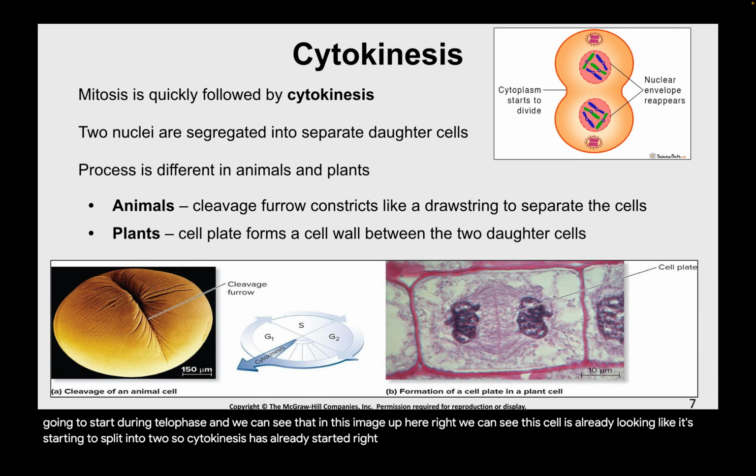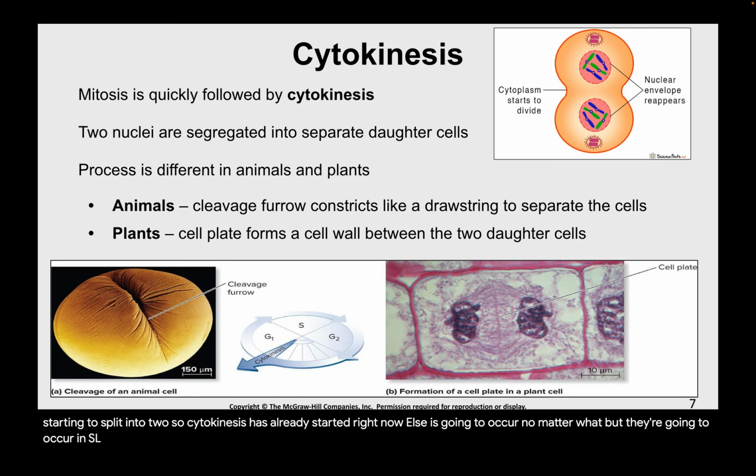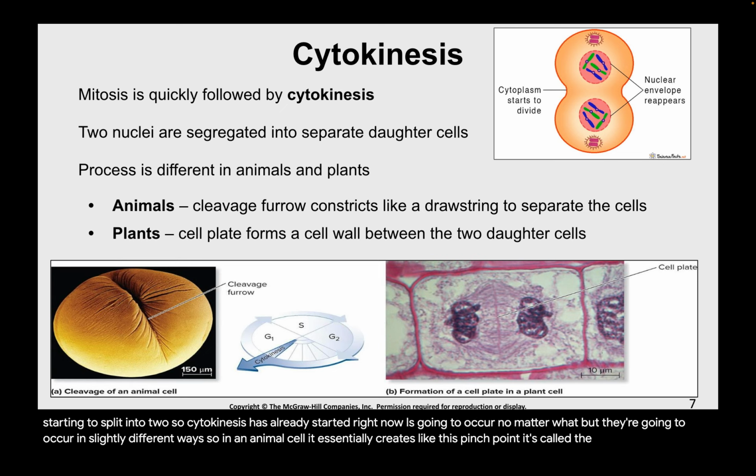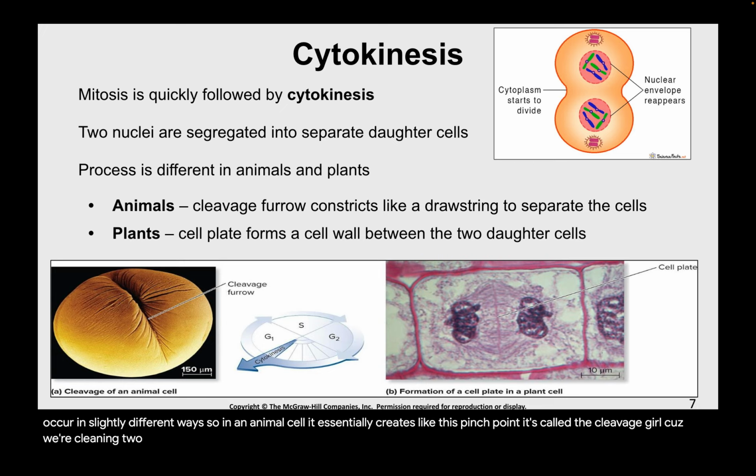Now, cytokinesis, whether we're talking about plant or animal cells, is going to occur no matter what, but it's going to occur in slightly different ways. In an animal cell, it essentially creates this pinch point. We call it the cleavage furrow because we're cleaving two halves of the cell. So we'd have basically this pinch point here, and that pinch point will keep pinching until we get two completely new cells.